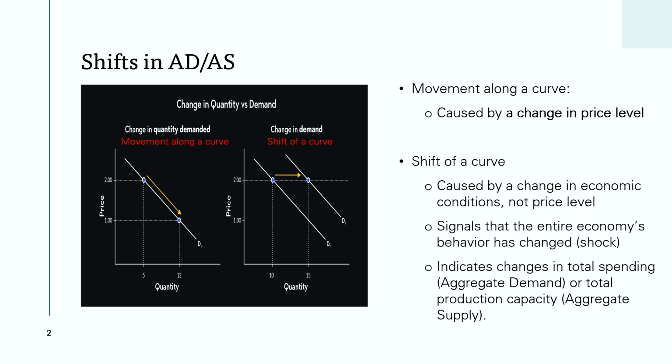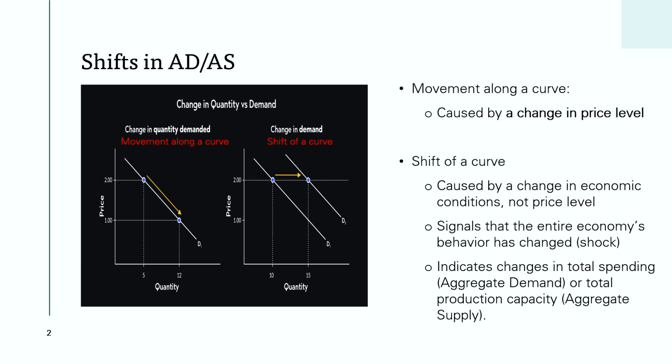To begin with, it is important to distinguish between a movement along a curve and a shift of the curve. A movement along a curve happens when the price level changes and nothing else changes in the economy. In that case, the economy simply slides up or down the existing aggregate demand or aggregate supply curve.